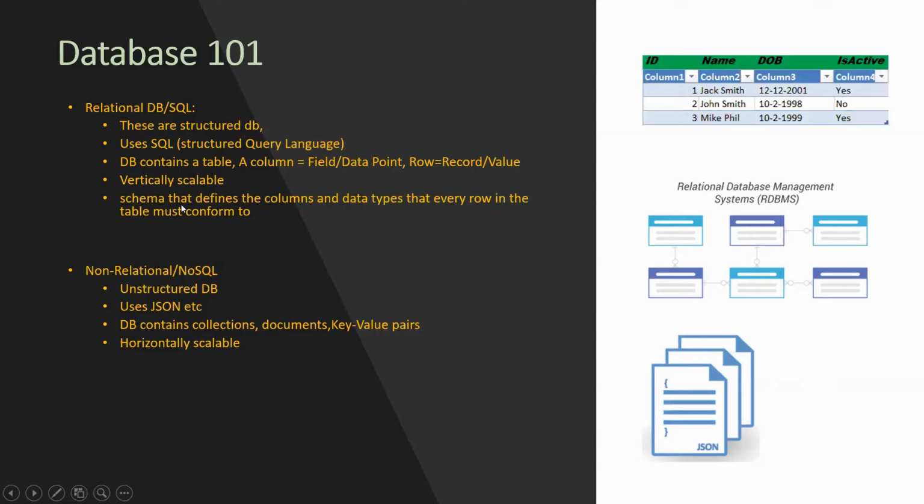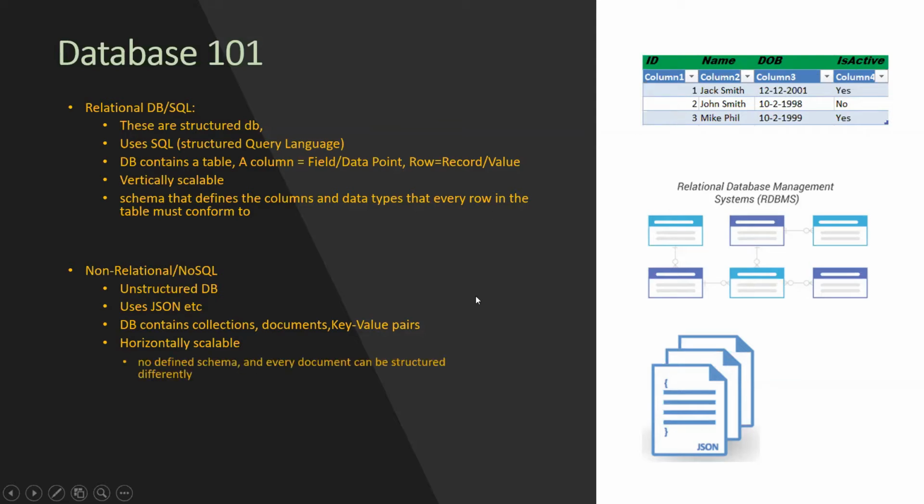Then in databases which are SQL based or relational databases, you will find a schema that defines the columns and data types that every row in the table must conform to. Means what? Your relational database would look something like that. It's like your actual sheet where you have to define how many columns you need, whether you want ID, name, database, or is active or not. And then once you define that structure, every value has to be filled. You cannot leave a blank value. If there's nothing, you need to put a 0, but you cannot keep it blank or have a field without any values, because of the schema they follow.